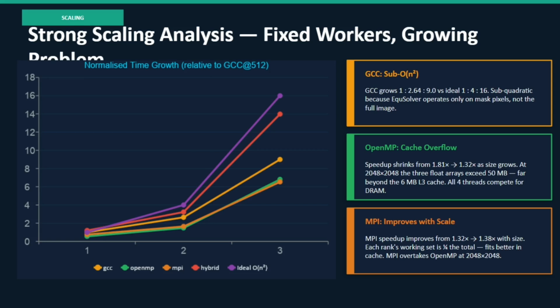In OpenMP, it starts nicely, but it gets worse at 2048 by 2048, because at that size the 3 data arrays take over 50 MB, which is much more than the 6 MB L3 cache on my i5 device. All 4 threads start competing over RAM bandwidth, and there are not a lot of resources to go around, so that creates a bottleneck.